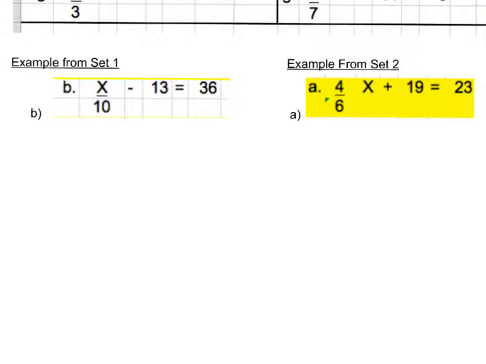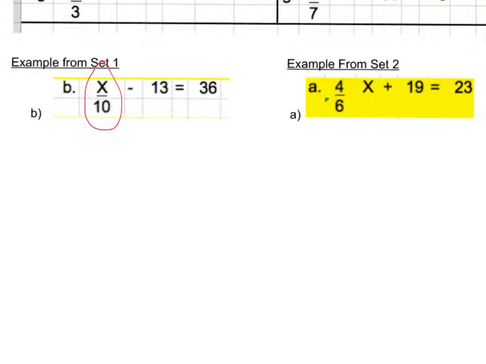So here we go. Solving fractional equations. We've got a couple examples here from your handout. From set 1, which are the simpler fractions, we have this equation: x divided into 10 parts, take away 13 is 36. Now a lot of the properties, or all properties, of solving equations apply to equations with fractions. It's no different.